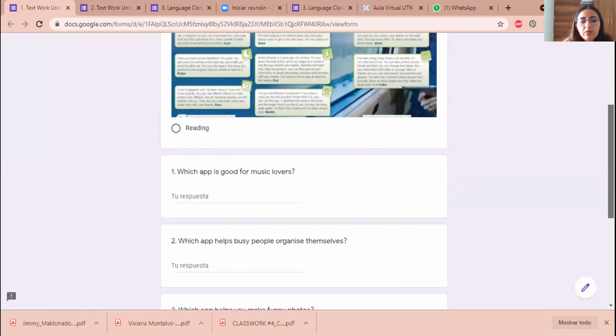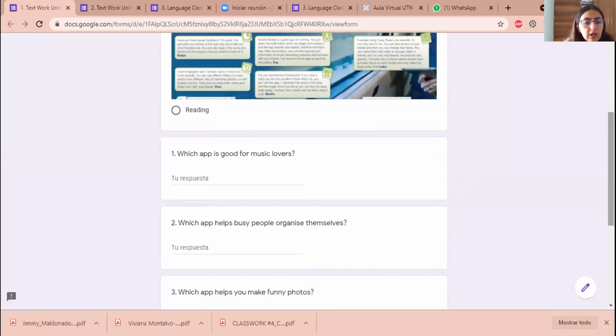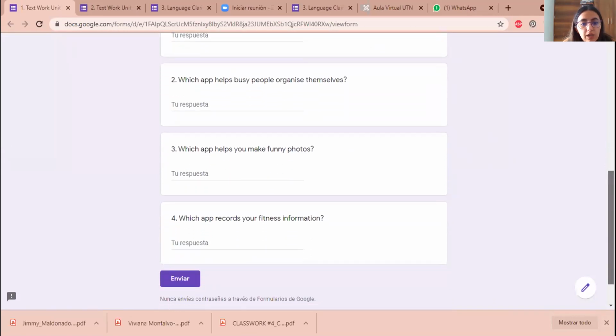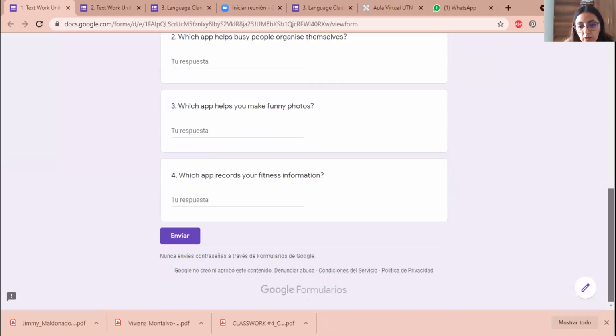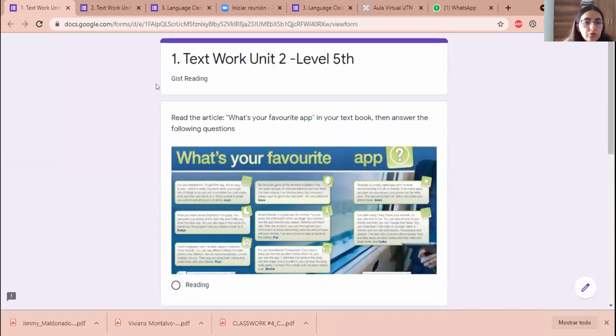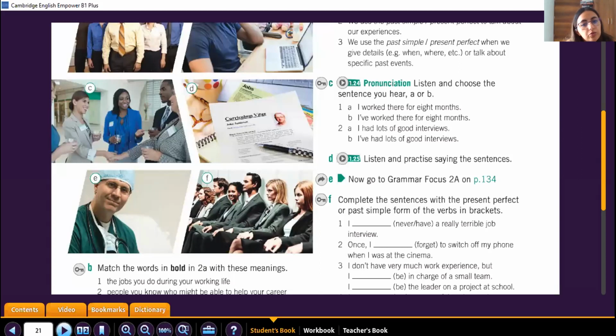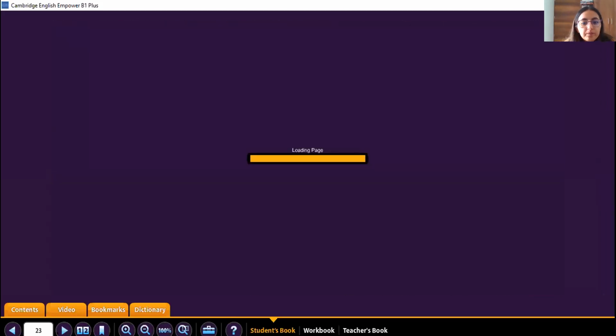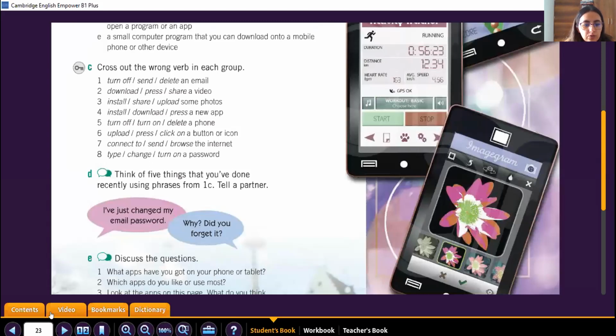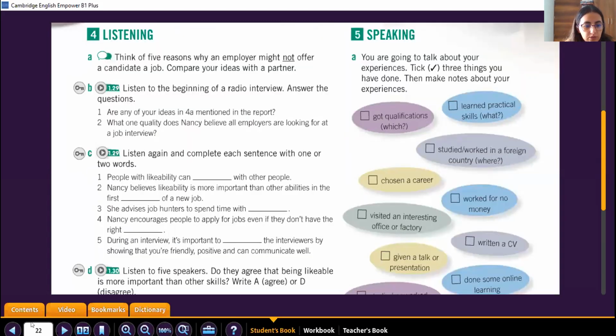So you will have to answer 5 questions. Which app is good for music lovers? Which app helps busy people organize themselves? Which apps you make funny photos? And which app record your fitness information, okay? So you're going to read carefully. Well, not so careful because you're going to try to read it fast and answer those questions. You're going to do it individually this time. And later you are going to answer some questions, okay?